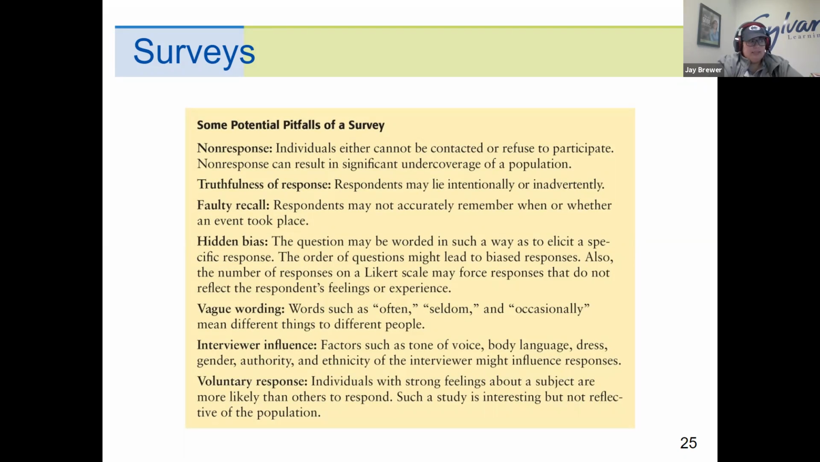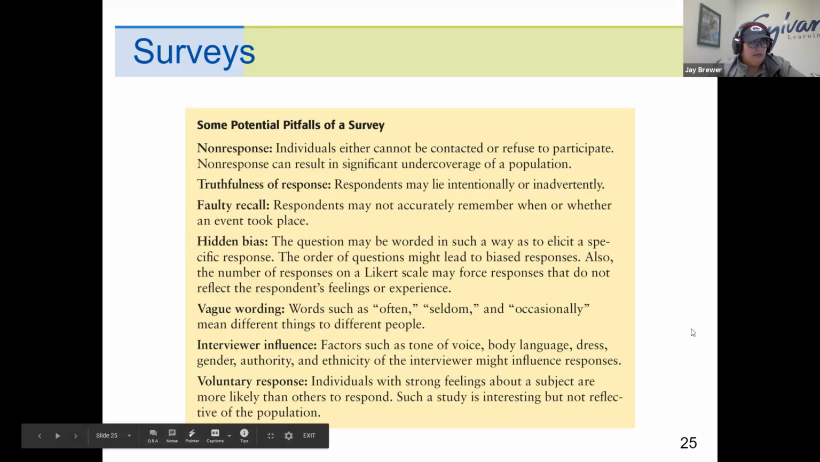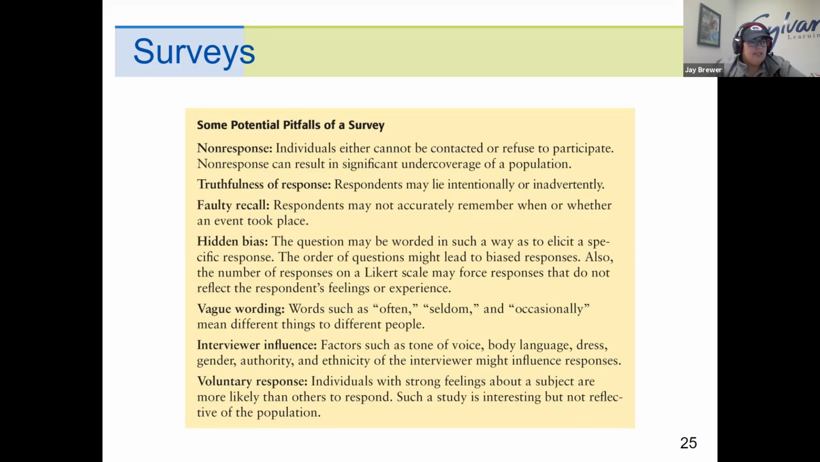The only thing I can suggest there is to make your survey on something like SurveyMonkey and email it out to people, because then they're not seeing who the interviewer is, so they're not going to know to answer one way versus another. Voluntary response: individuals with strong feelings about a subject are more likely than others to respond. Such a study is interesting but not reflective of the population.